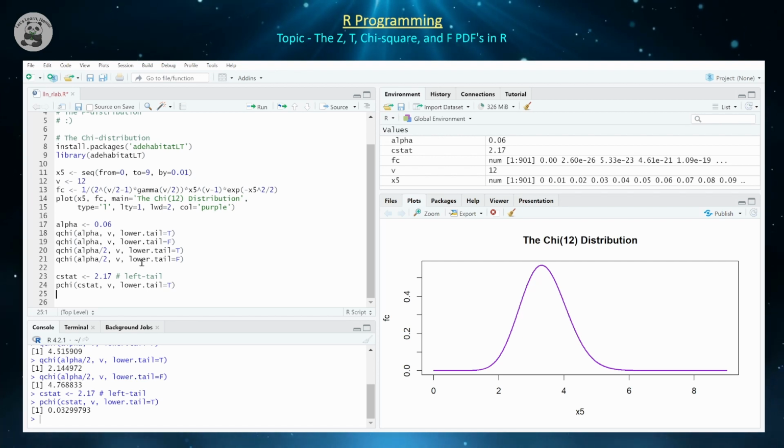There are several other distributions aside from the z, t, chi-square, and f distributions, and as already mentioned, all of these are typically based on the assumption of normality, or at least to some degree.